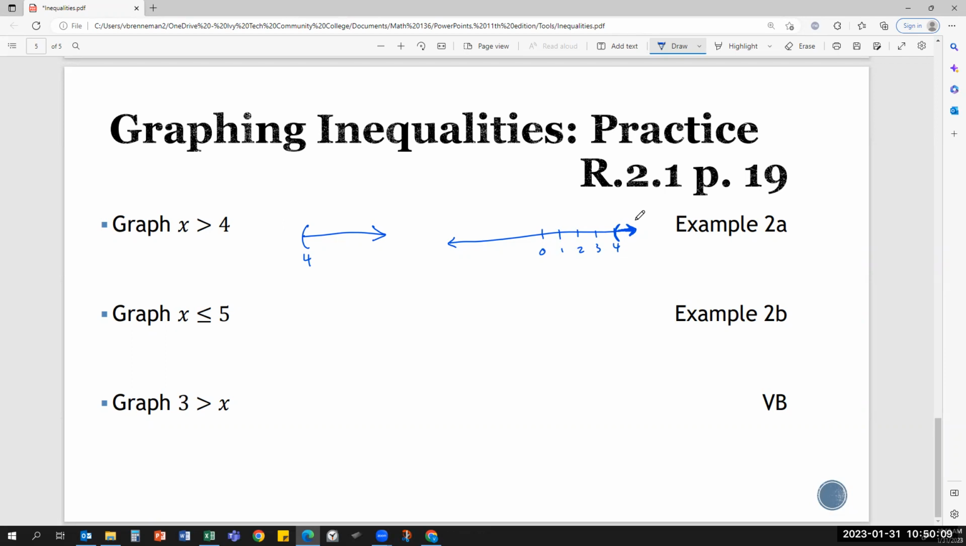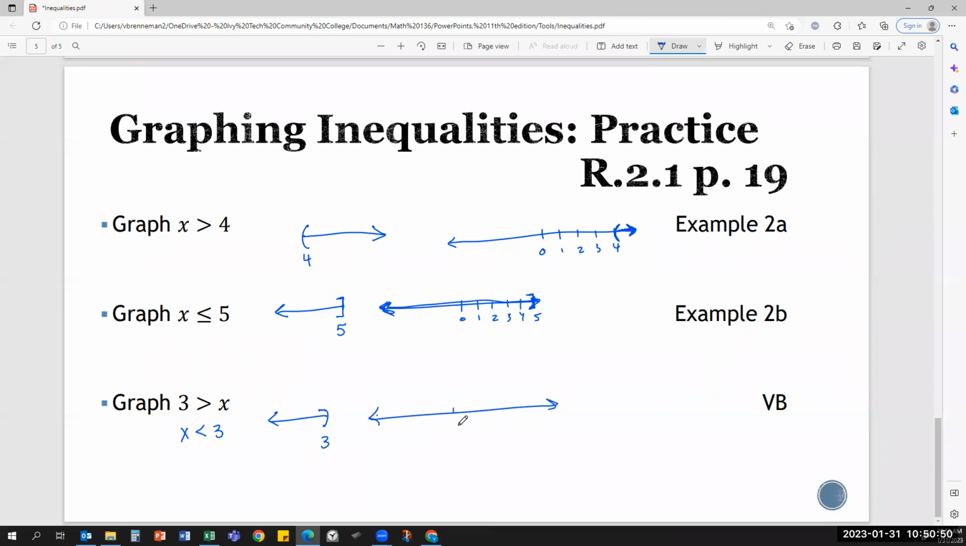x less than or equal to 5, we're going to have an arrow pointing to the left, matching the inequality. Because it's less than or equal to, we'll have a square bracket at the 5. So if we have a labeled number line, I didn't give myself enough space, but we'd have the bracket there at the 5, and it would go all the way. 3 greater than x, in order to graph this correctly, I'm going to switch it around. So this is the same as x less than 3. So I'm going to have the arrow pointing to the left with a parenthesis at 3.